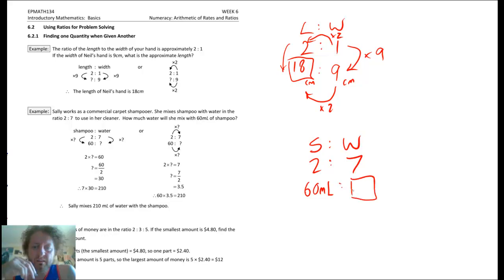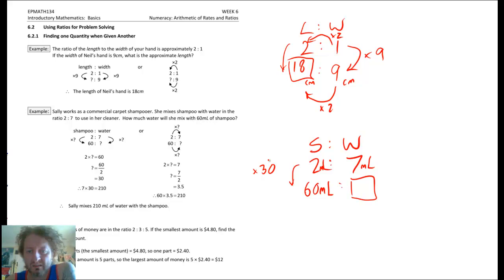Now again, there's two ways to go about it, but one is probably nicer. I could say 2 times 3.5 gives the water. So for every 2 bits of shampoo, there's 7 bits of water. So compared to the amount of shampoo you put in, put 3.5 times more water. That's easier than the vertical one. It's like this batch is 30 times bigger. If I was using 2 mils of shampoo, I would use 7 mils of water. This batch is 30 times bigger than that.